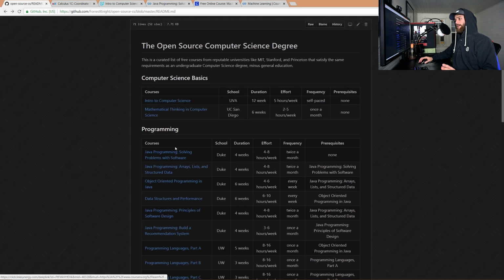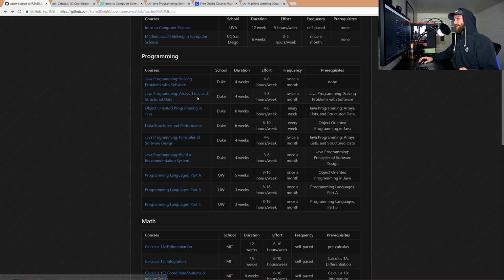Now onto programming. So I have this set up. Basically, you start at course number one and you go all the way through to course number six, Java Programming: Build a Recommendation System. And it's essentially in order from 1, 2, 3, 4, 5, 6. That'll show over here in the prerequisite structure. And then what we have below is programming languages part A, B, and C.